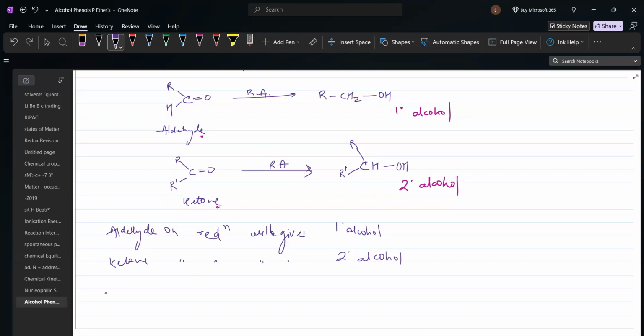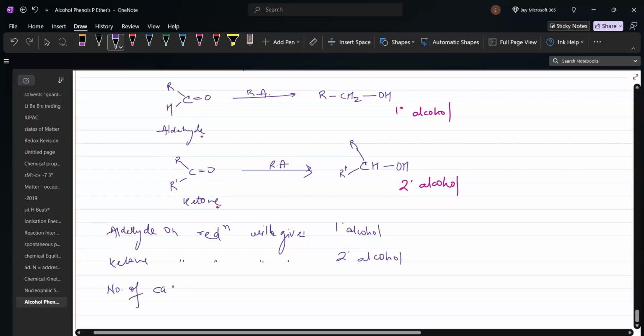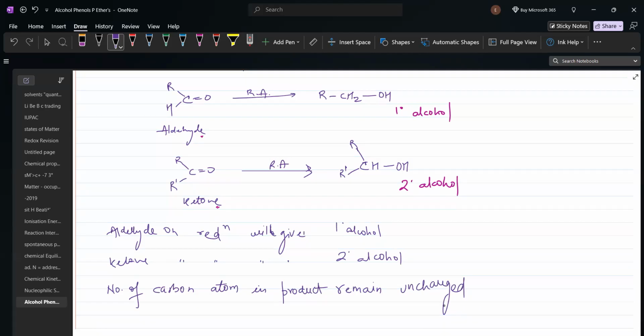Okay, and the final point: the number of carbon atoms in the product remains unchanged. Why I have mentioned this last point, I will explain later when we go to Grignard, because there the number of carbon atoms in the product will change. Here it is not changing. Okay.